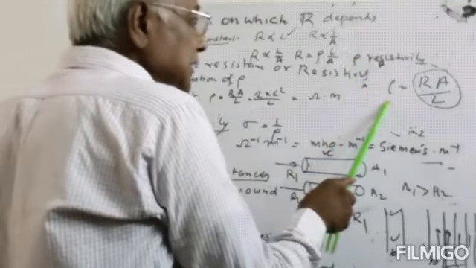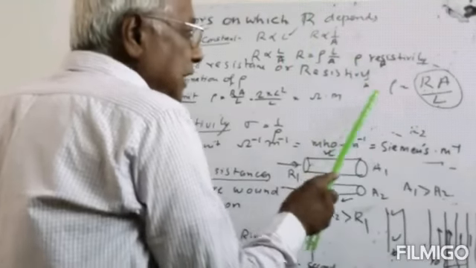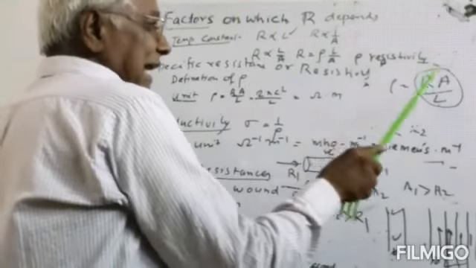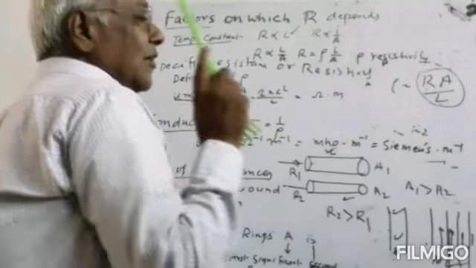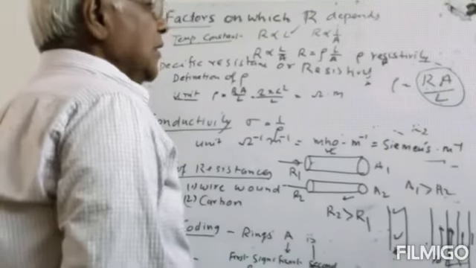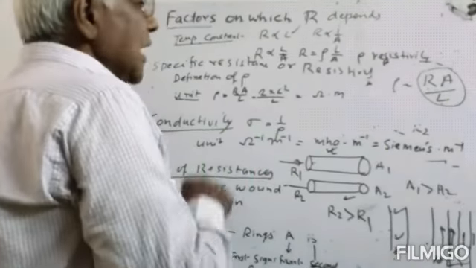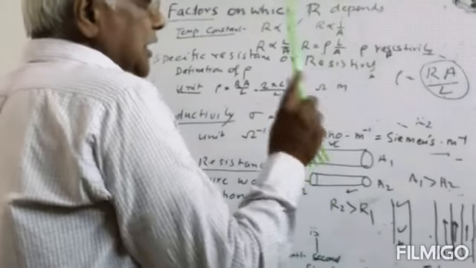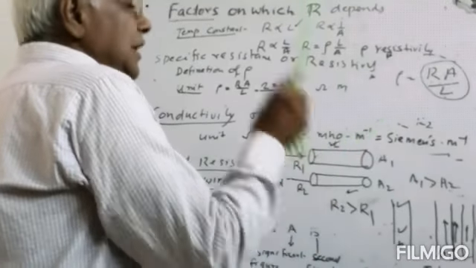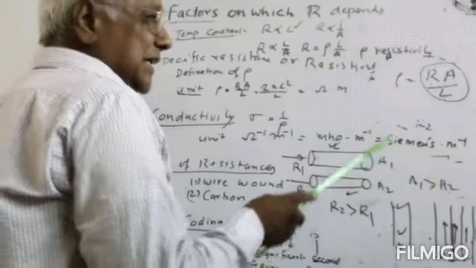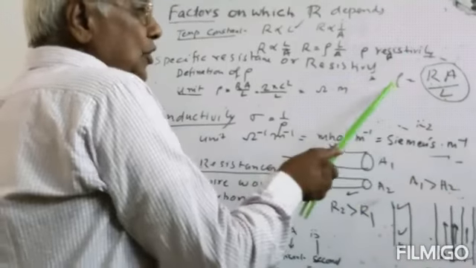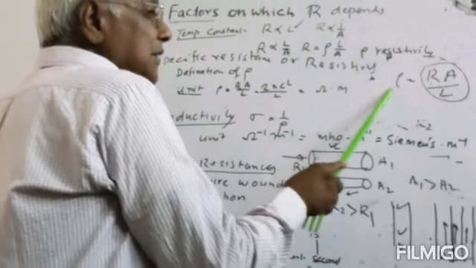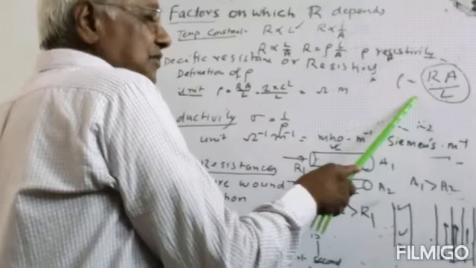So the specific resistance will not depend upon the length and area of cross section of the conductor, but it depends upon the material of which it is made. Also rho depends upon the temperature. If temperature changes, R will change. So the resistivity depends upon the material.